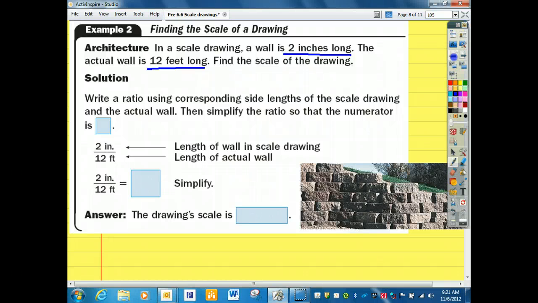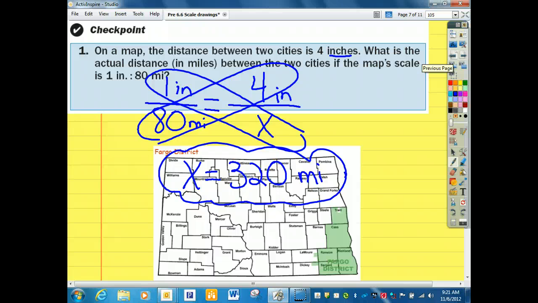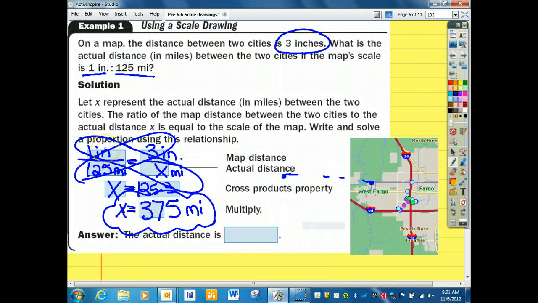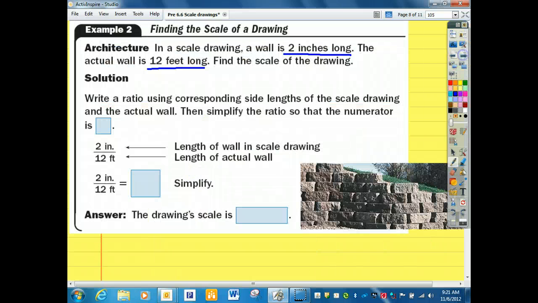Look back at the ones we just did. What is our numerator always? 1. What is it in this one? 1. So when you want your scale drawing, we want our numerator to be 1. What do we know? We know that 2 inches equals 12 feet.